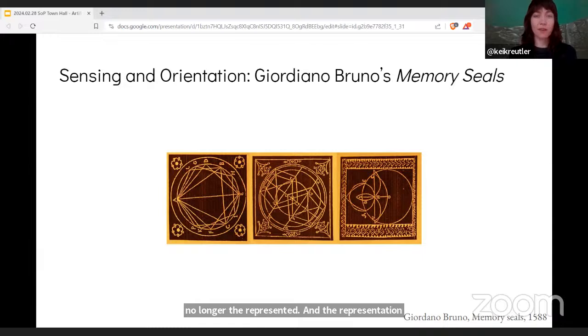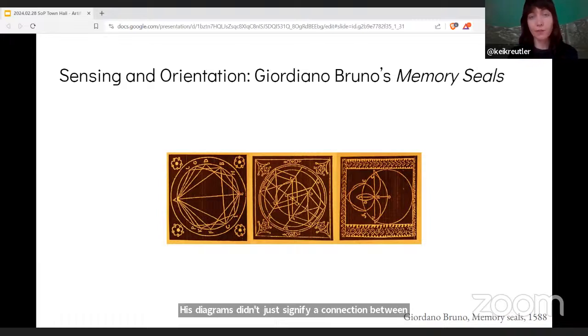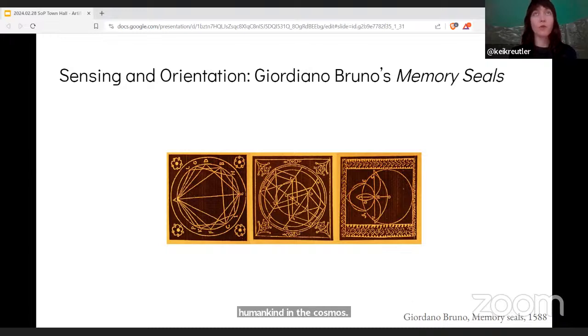And I would say that Bruno allowed himself this freedom because he asserted that universal procedures for a particular experiential recollection, what you could call artificial memory protocols, are essentially procedures not only to improve memory, but procedures to reshape consciousness or create new associations. His diagrams didn't just signify a connection between humankind and the cosmos, they intended to produce it through contemplation. So what appears to us today as abstract esotericism in Bruno's work, I think actually closely resembles the maxim of McLuhan saying the medium is the message.